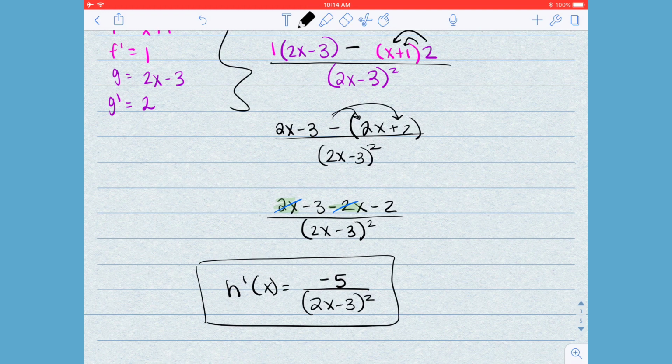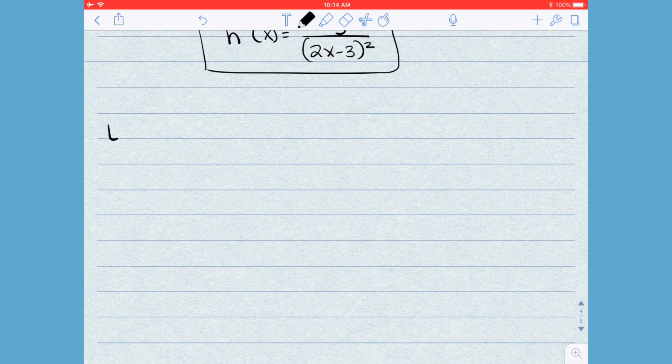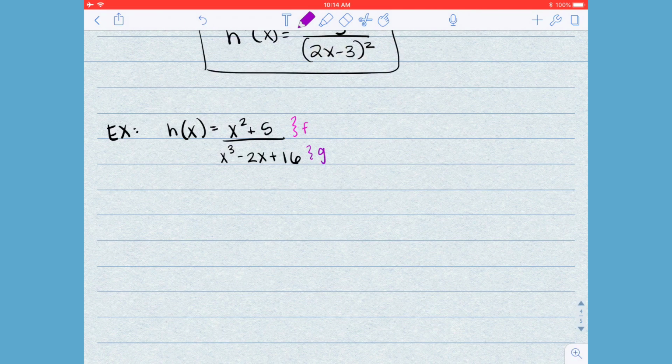Alrighty, let's look at another one. Let's do our function, x squared plus 5 divided by x cubed minus 2x plus 16. So like before, the numerator is representing my f, the denominator is representing my g.